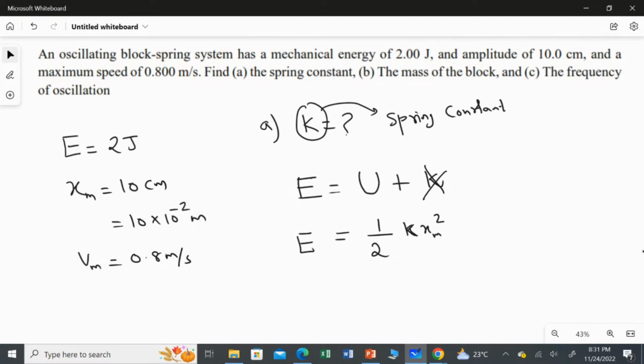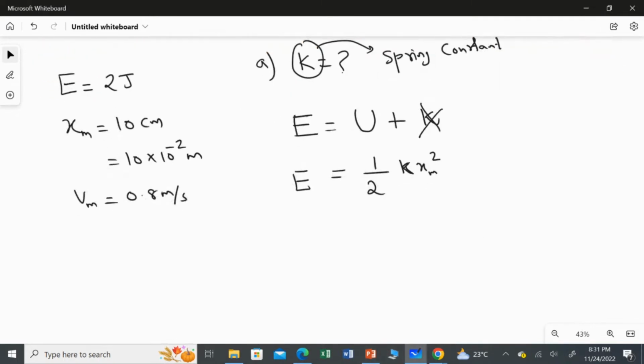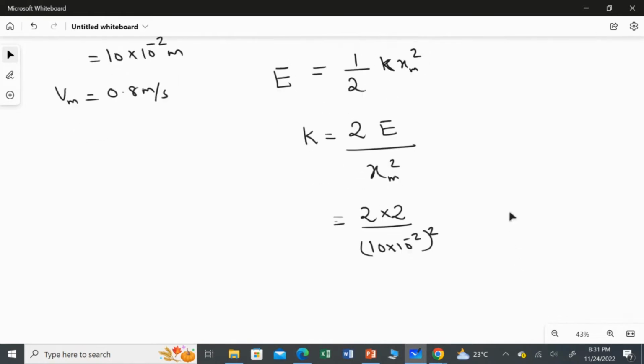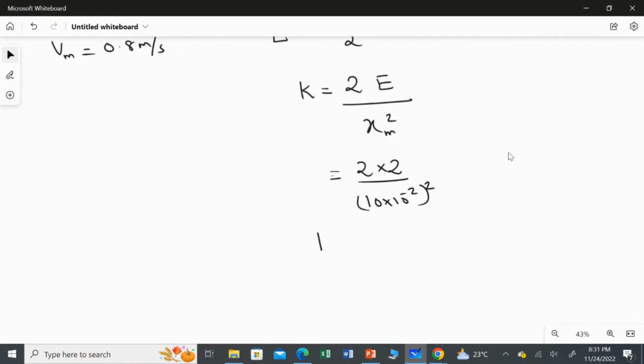Now I'm going to rearrange this equation in terms of spring constant. So if you rearrange this equation in terms of K, therefore K is equal to 2 multiplied by mechanical energy divided by the amplitude square. Now I'm going to substitute the values here. We have the mechanical energy E as 2 joules, and the amplitude is 10 multiplied by 10 power minus 2, the whole square, right? So if you calculate, you will get the answer for the spring constant.